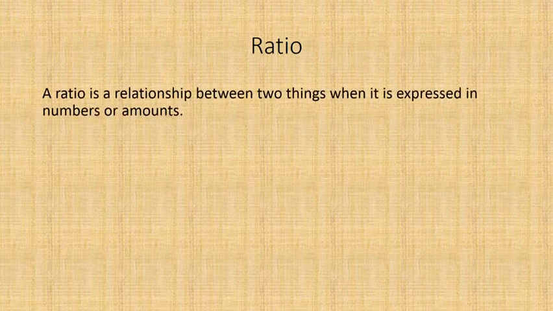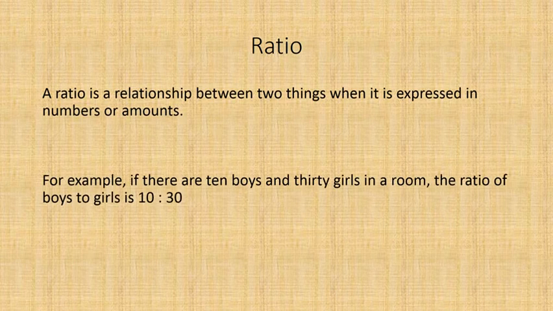What does it mean? The ratio is a relationship between two things when it's expressed in numbers or amounts. So it's a relation between two numbers or two amounts. It's a comparison between two numbers or two amounts. For example, if there are 10 boys and 30 girls in a room, the ratio of boys to girls is how many boys? 10. So write down 10 and write down the ratio sign, which I call "to", 30 girls in a room. So the ratio is 10 to 30.